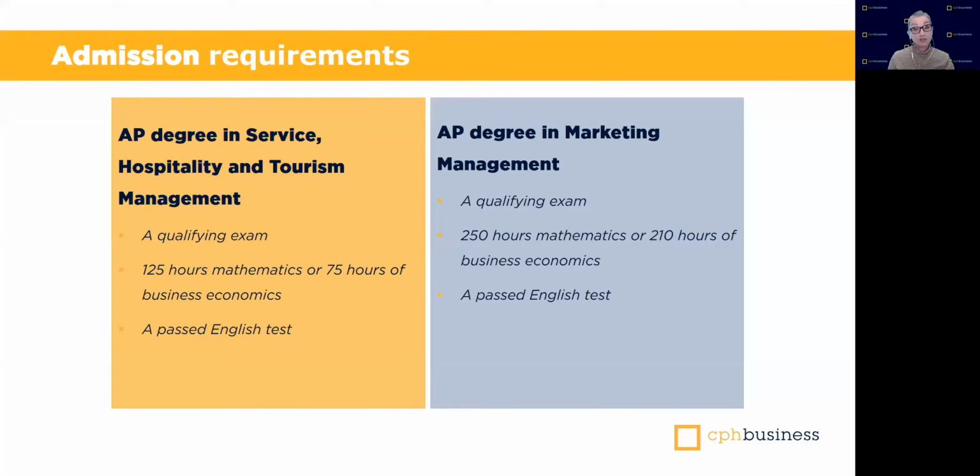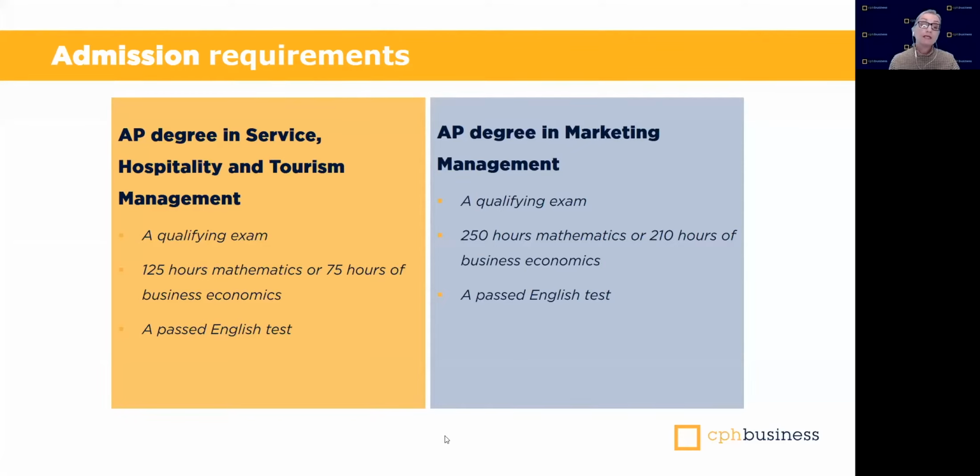Today I'm going to talk about what you need to do when you want to apply for either the AP program in Service, Hospitality and Tourism Management or the AP program in Marketing Management. First of all, you need to check that you meet the admission requirements for the 2 programs. So if we have a look at the first slide here, for the AP program in Service, Hospitality and Tourism Management, you need, of course, a qualifying exam, and I'll return to that in a moment.